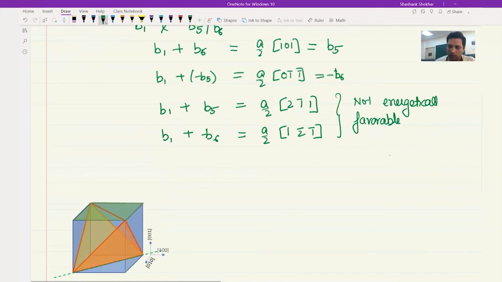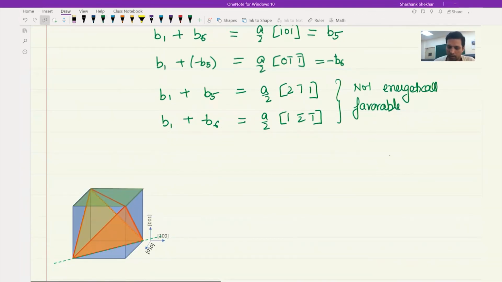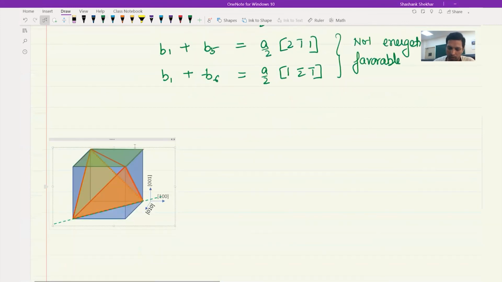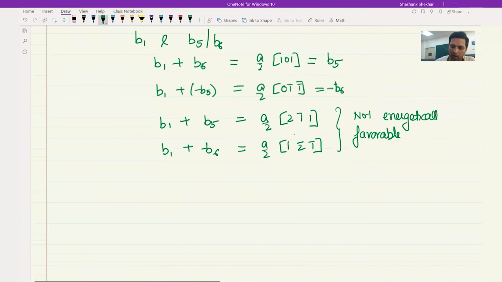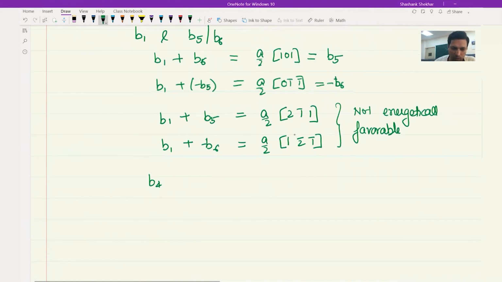And there is a cube I have drawn here. I will use this a little later. So let me just pull it down for the time being. So now what we see is that combination of B1 with B5, B6 is not leading anywhere. In fact, if you do the same thing with B4 plus B2, B3, it will not lead to anything interesting.